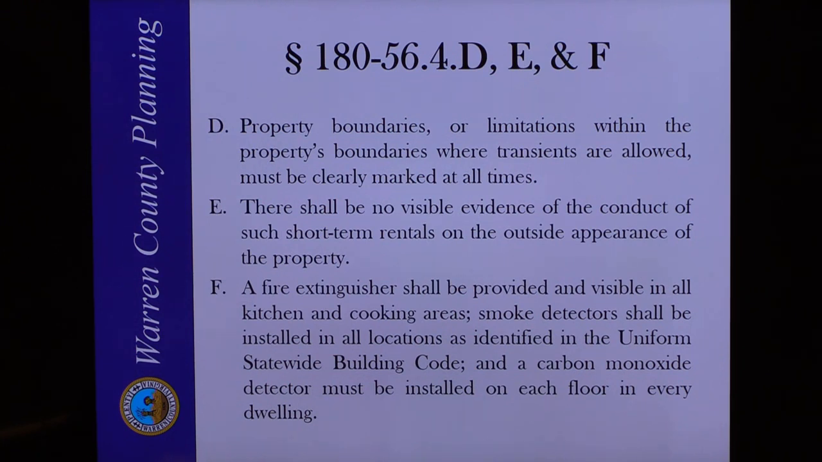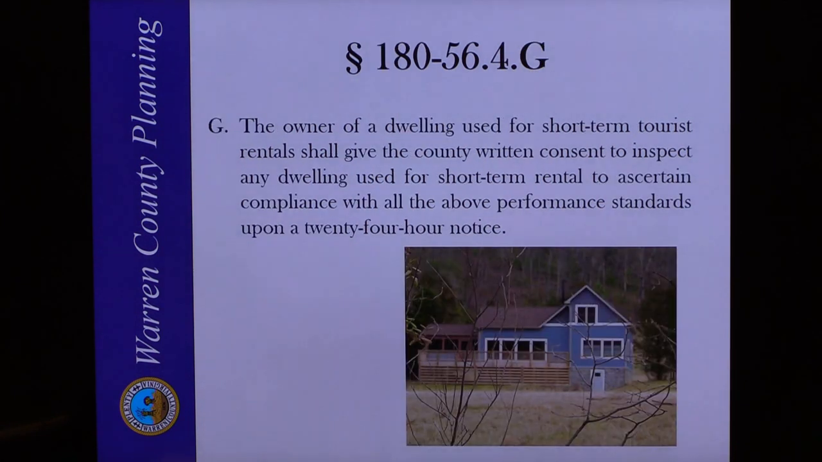A fire extinguisher shall be provided and visible in the kitchen and cooking area. Smoke detectors shall be located in all locations as identified in the building code, and a carbon monoxide detector shall be installed on each floor in every dwelling. We worked with the building official and the fire marshal when we did these supplemental regulations. The owner of the dwelling shall give the county written consent to inspect the dwelling to ensure compliance with all these performance standards, upon 24-hour notice.